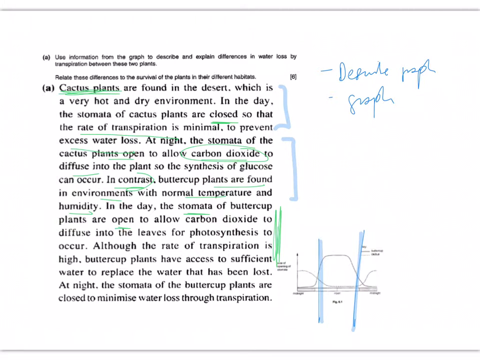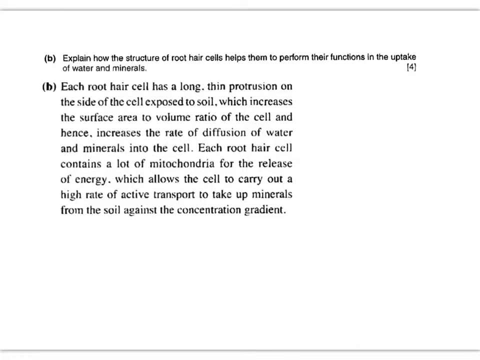Although the rate of transpiration is high, the good thing is that the buttercup will most likely have enough water to replace whatever was lost, compared to the cactus, which is in the desert. So at night, it closes again. So this is the normal condition. So this is one way to organize your answer. Describe the graph, then give the explanation. Three, make sure you have words of comparison.